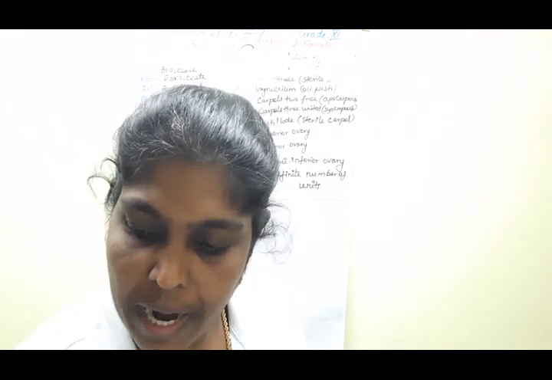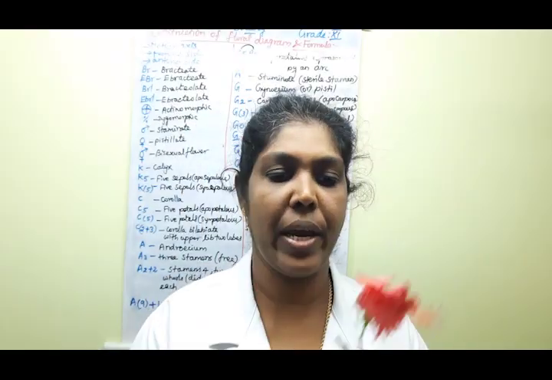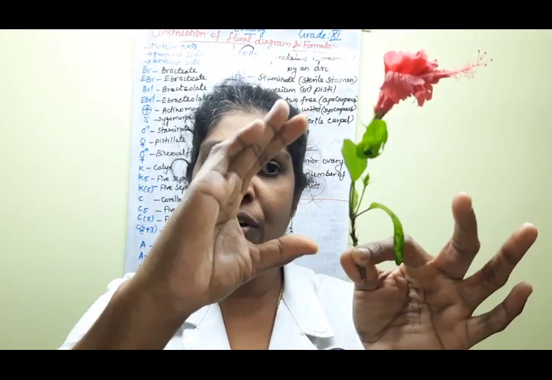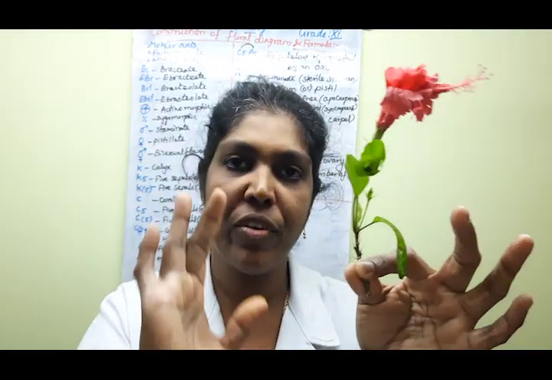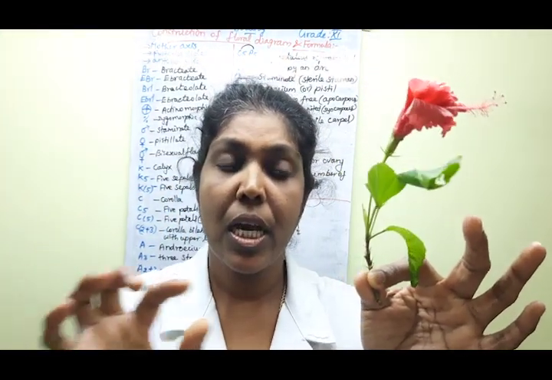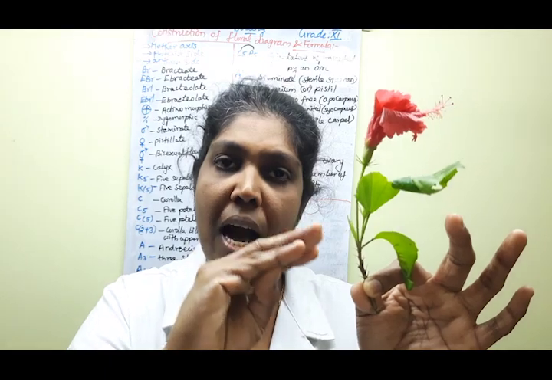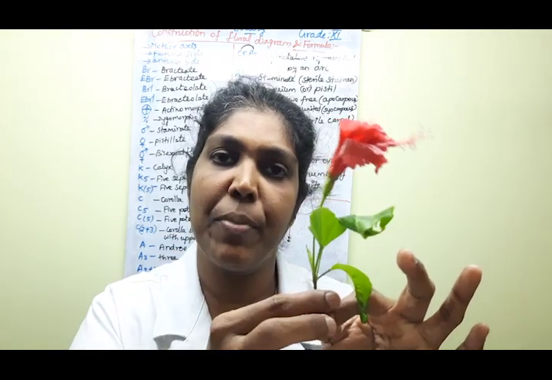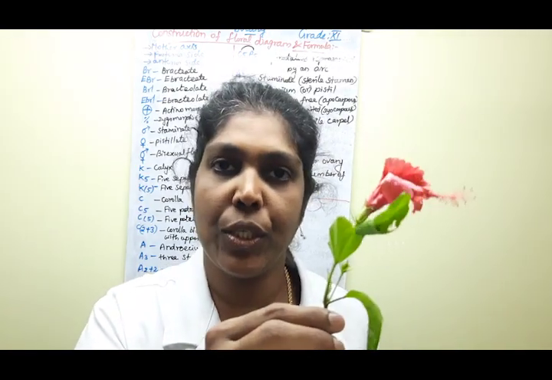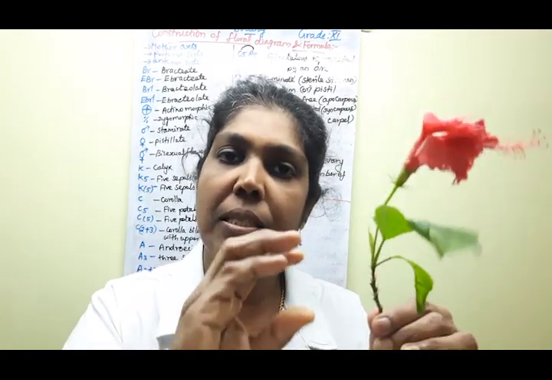Mother axis means, all of you listen carefully. This is one of the branches, or twigs, of Hibiscus rosa-sinensis. Here the flowers arise. The branch on which the flowers arise is known as the mother axis. Understood? The branch in which the flowers arise is known as the mother axis.